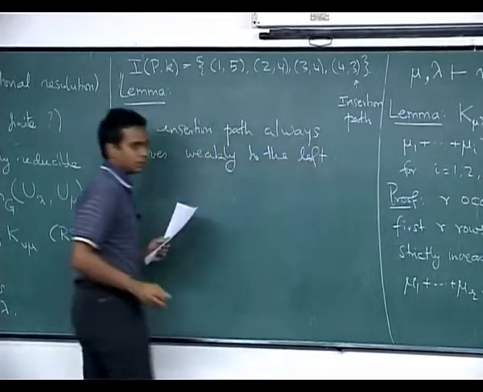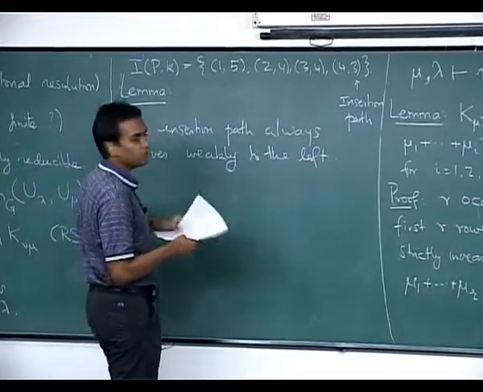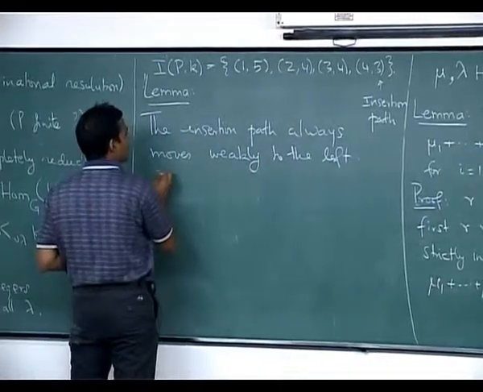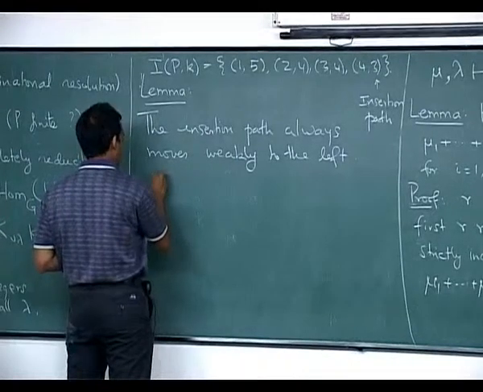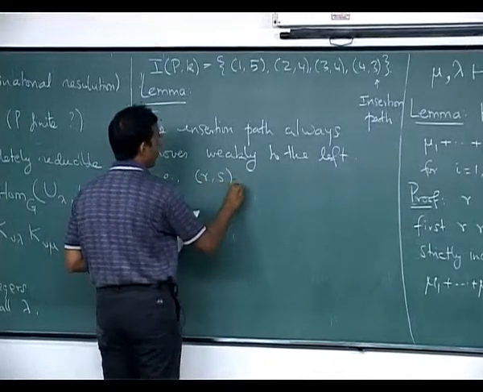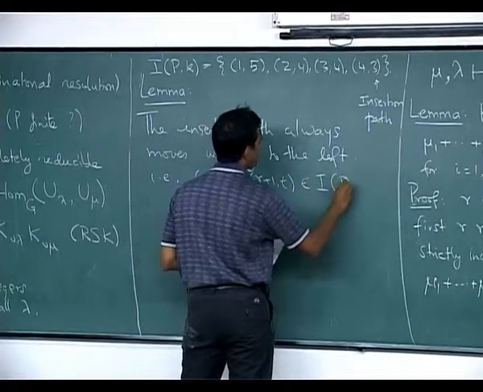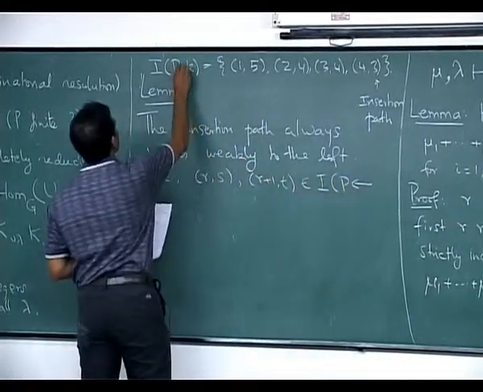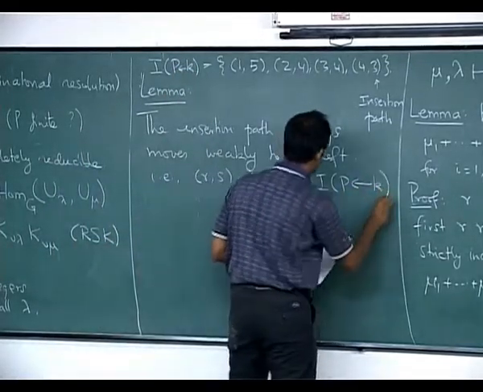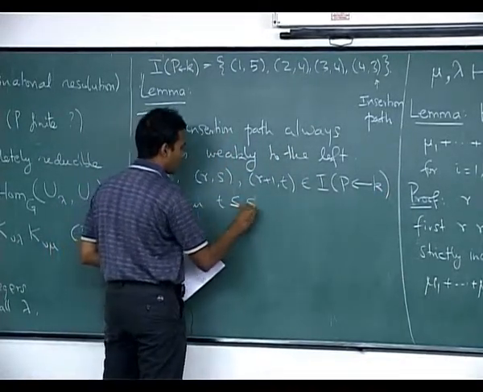Weakly just means it can either go down or it goes strictly to the left, as you go from up to down, of course, that's the sequence in which you are inserting. Formally, this means that if (R, S) and (R+1, T) are in the insertion path, oops, I shouldn't write P comma K, I should write P backwards arrow K, then T is less than or equal to S, right?